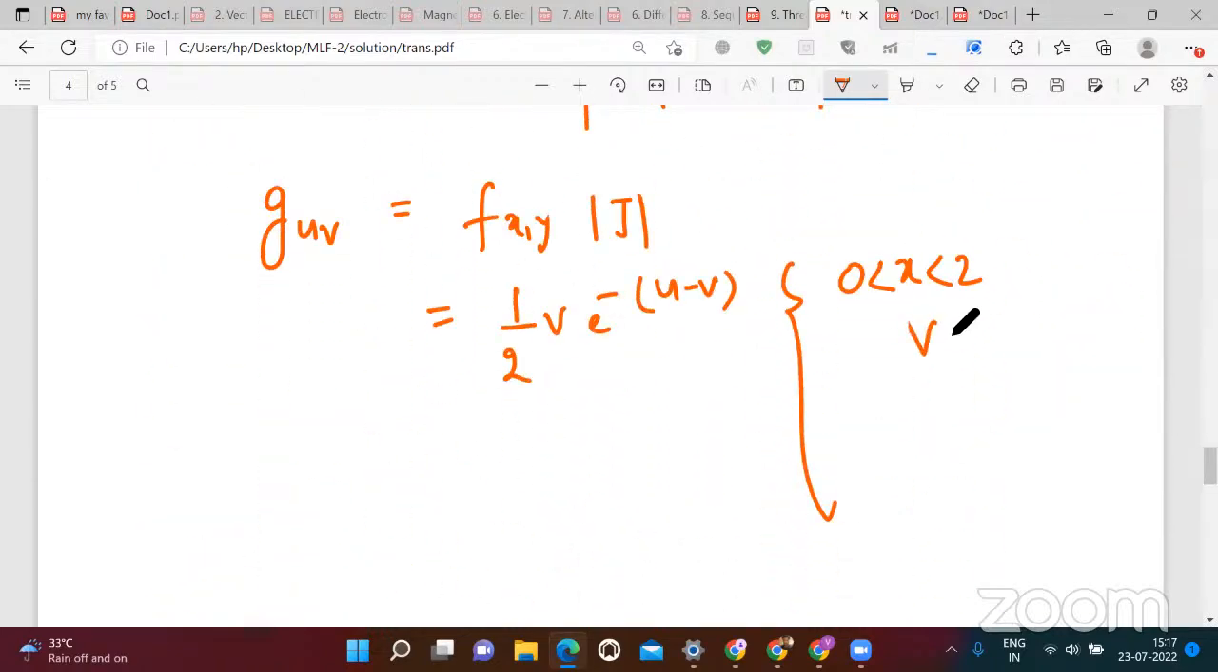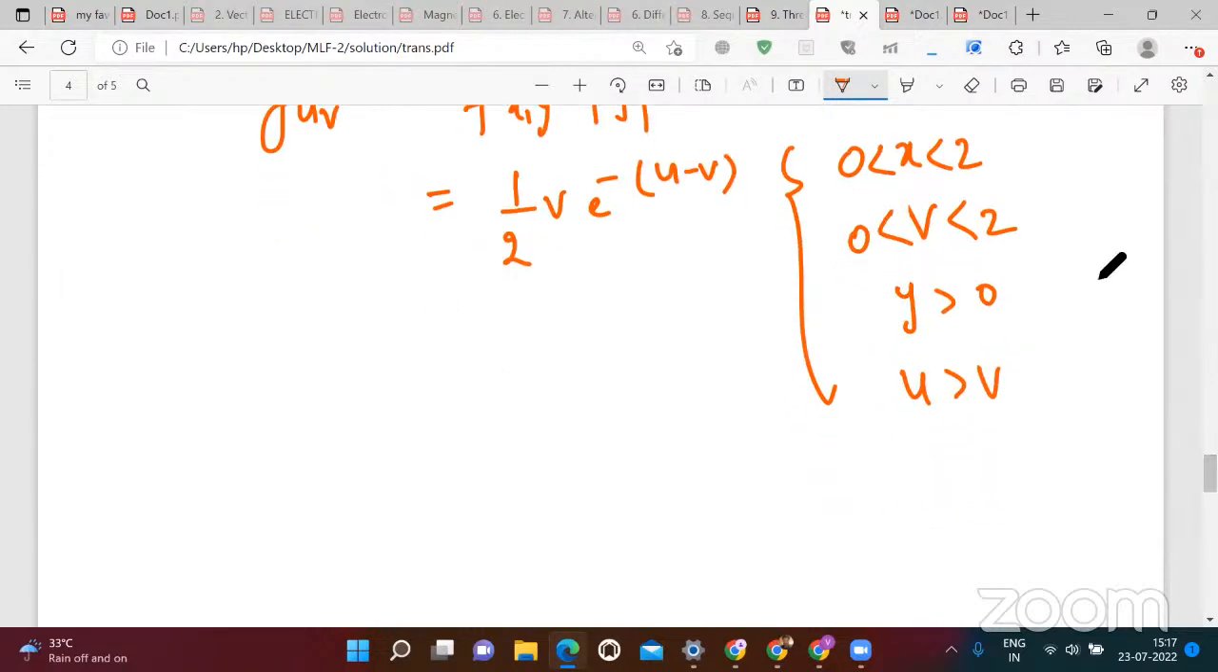So the v would be what? 0 to 2. Simply you can do the same for the y also. y is greater than 0. So u is greater than v, right? This is the domain you got, this and this, and 0 for all other cases.